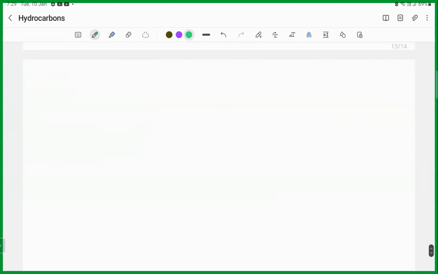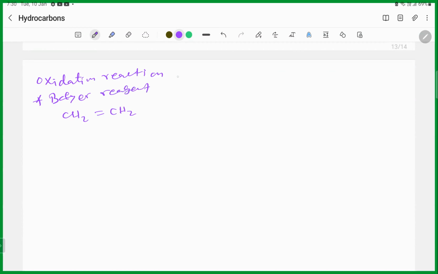And then the oxidation reaction. When you take ethylene, the oxidation reaction with Baeyer's reagent. So what is Baeyer's reagent? It's alkaline KMnO4. When ethylene is treated with alkaline KMnO4, you get water plus oxygen, that's it.